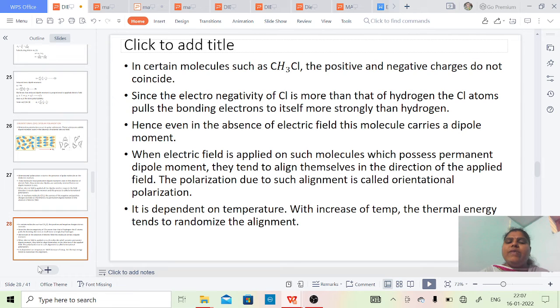This is the reason behind orientational polarization. When an electric field is applied on such molecules which possess a permanent dipole moment, they tend to align themselves in the direction of the applied field. The polarization due to such alignment is called orientational polarization, and it depends upon temperature. With an increase of temperature, thermal energy tends to randomize the alignment.